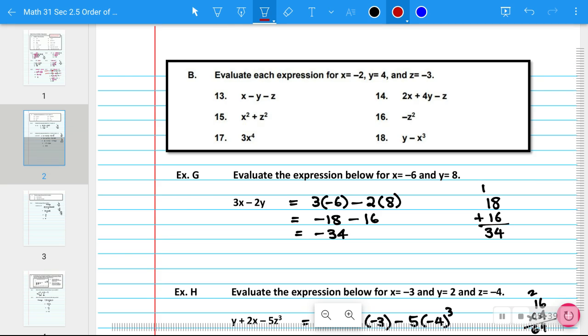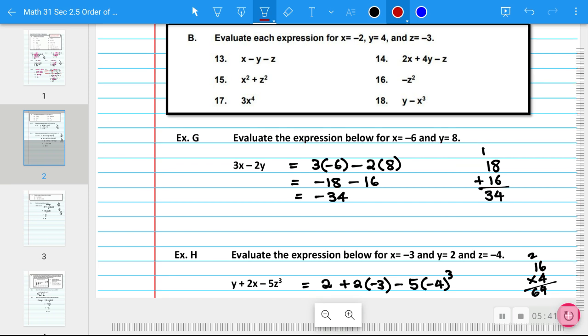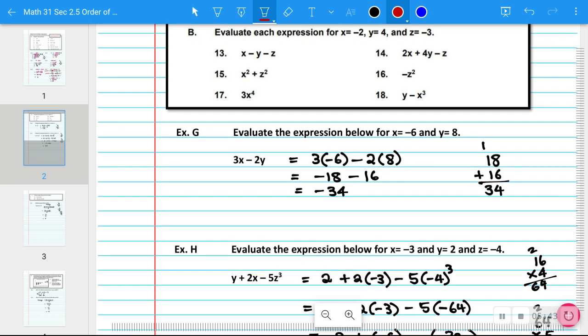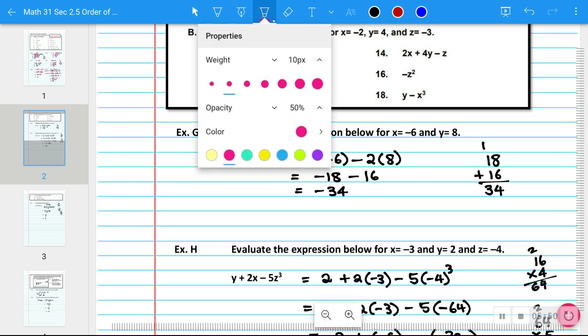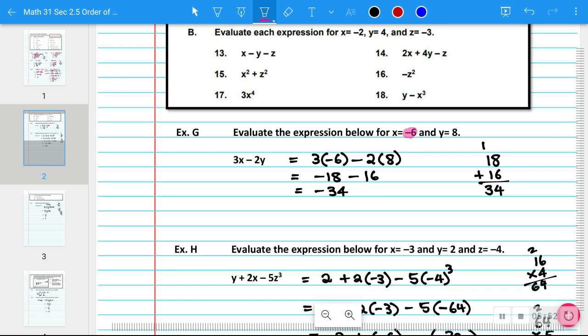All right, example G. The difference here is that we're given an expression and we're supposed to plug in some given values. We're going to plug in -6 for the x and 8 for the y.